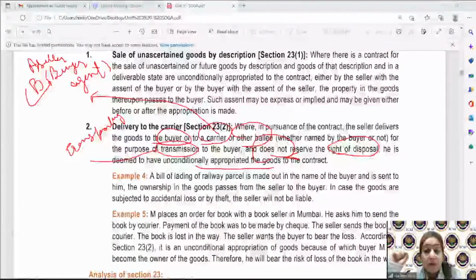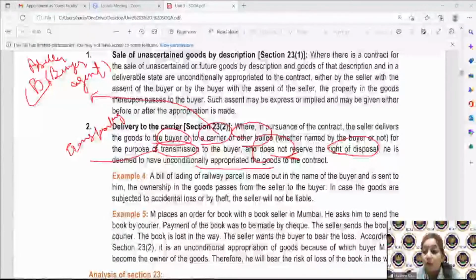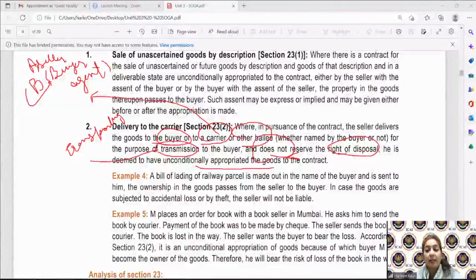If I had told the person, remember in the beginning I told you where I've loaded the goods in a ship, and I told the person: don't make the payment, don't give the goods to the buyer unless and until I get my payment. Because I'm sending a huge lot of goods on a ship, I'm really worried whether I get my payment of 5-6 lakh rupees or not. So I am reserving the right of disposal. I'm not giving the ownership.